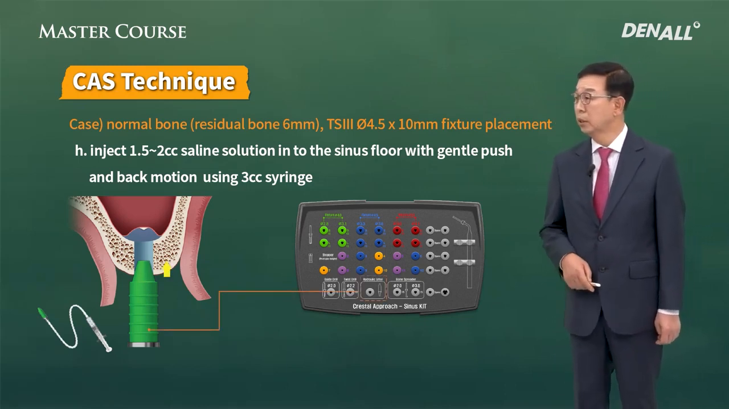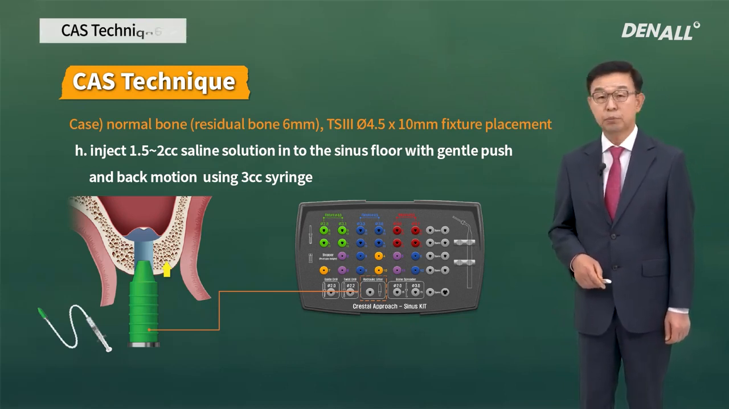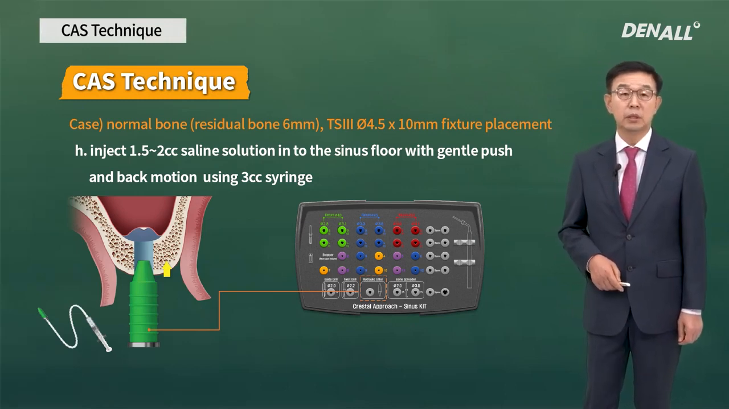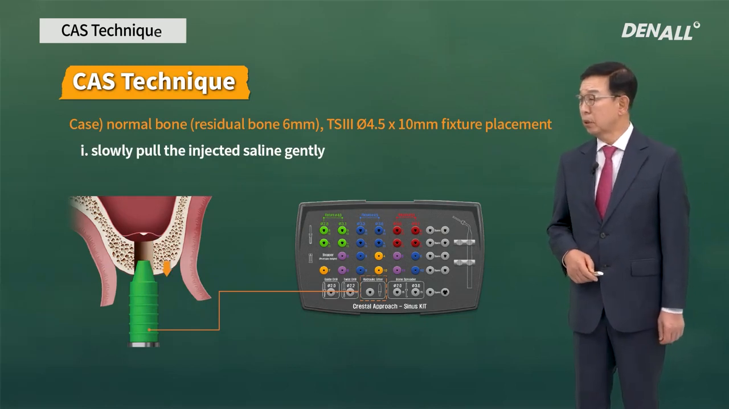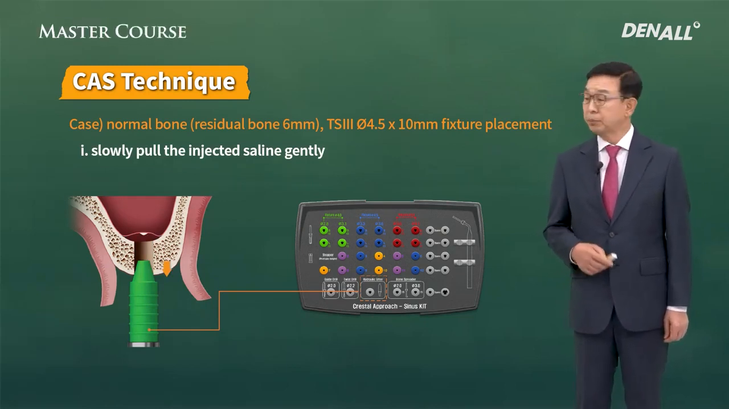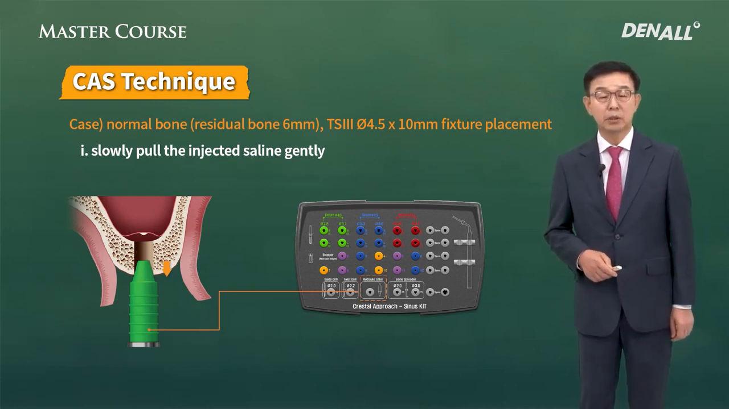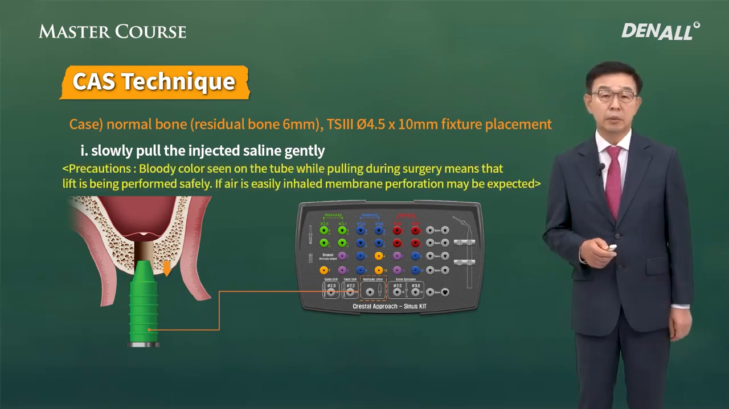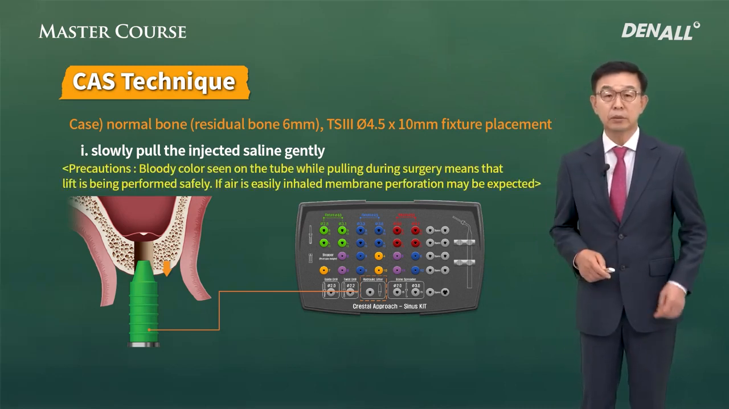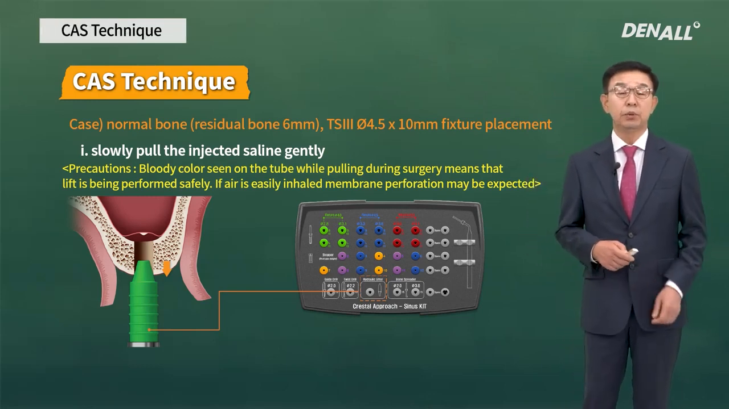3cc syringe is used for hydrolift. Put the saline water and push in and pull out the saline water as you do hydrolift. Push and then withdraw in turn as you do hydrolift. And if you push too much all of a sudden, the membrane can be perforated, so you need to gradually increase the amount as you do the hydrolift. When you withdraw after pushing, if the blood is mixed in the mixture, you can confirm that hydrolift has been done comparatively safely.